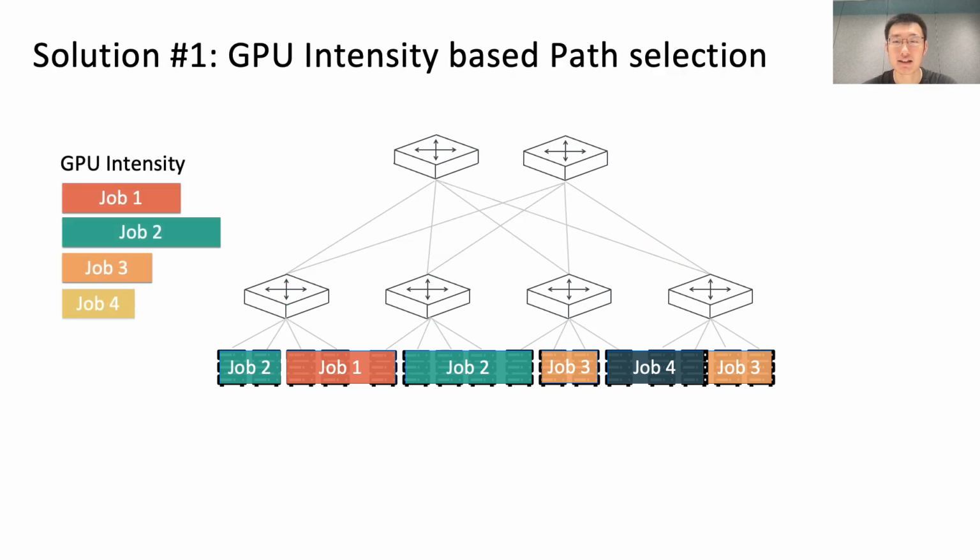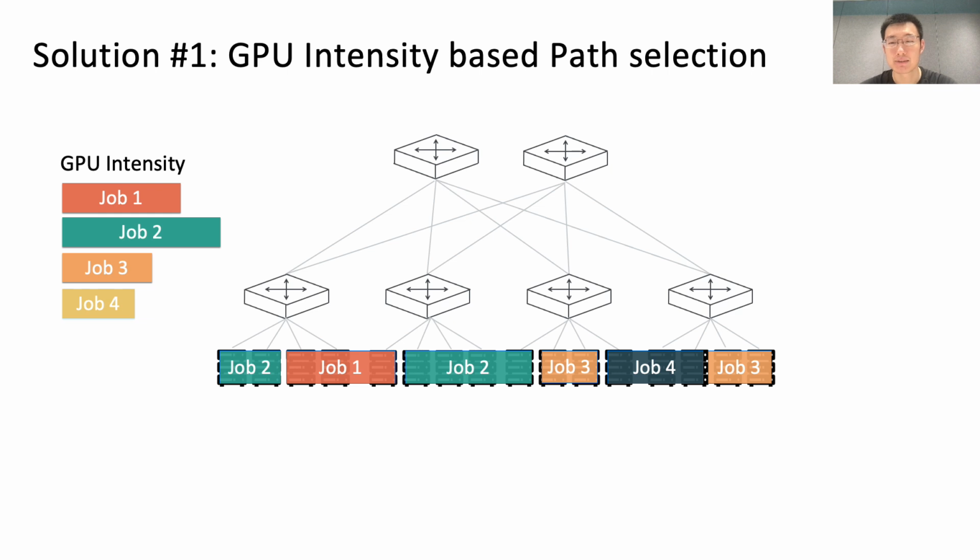Back to our key insight, GPU intensity. In fact, as the number of jobs increases, we cannot completely avoid communication contention. But it is possible to avoid communication contention between high GPU intensity jobs. And we already showed that jobs with higher GPU intensity are more important in GPU utilization.